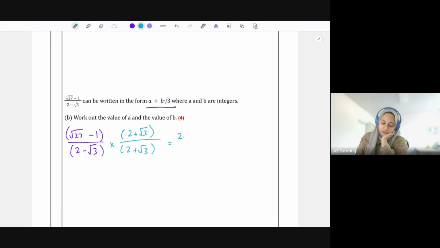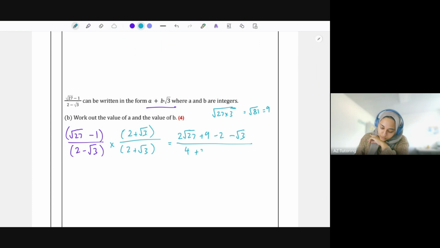Root 27 times 2 is 2 root 27. Root 27 times root 3, which is just like this, right? So root 27 times root 3, 27 times 3, use your long multiplication, but I'm just going to do it in here. It's root 81, which just gives me 9. Okay, so that's 9. And then we've got minus 1 times 2 is minus 2. Minus 1 times root 3 is minus root 3. Okay, over 2 times 2 is 4.